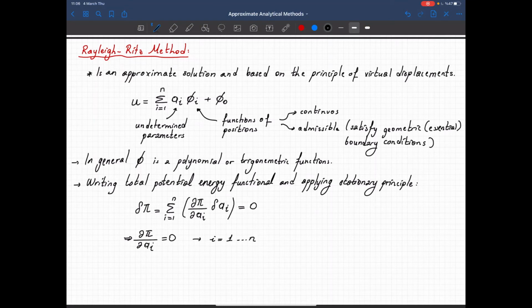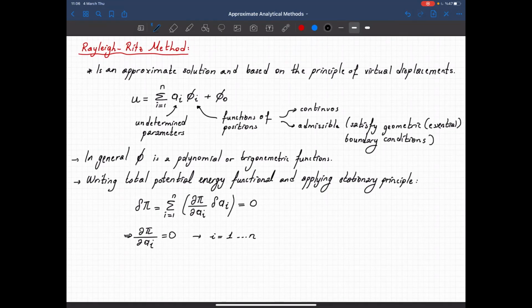Okay, so the main difference of this method from the other approximate methods is that these Ai, these undetermined parameters, don't need to have any physical meaning, or don't have to be any degrees of freedom in the system. It can be any parameter. Even though they don't have a physical meaning, they can still provide us the results that we are looking for. Okay, so that's the main difference of this method from the other approximate methods.